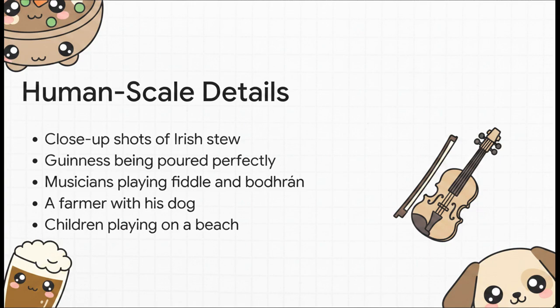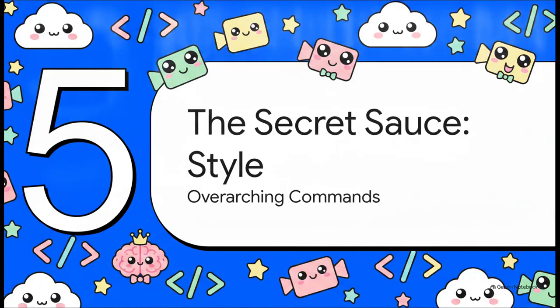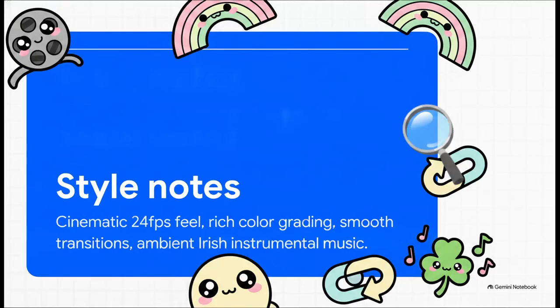seeing that perfect pour. Section 5 brings us to the climax of our analysis, the secret sauce, style. These are the overarching commands that tie every separate section of the generation together. At the very end of the prompt, there is a dedicated section called Style Notes. Think of these as the critical constraints that act as an umbrella over the entire project.